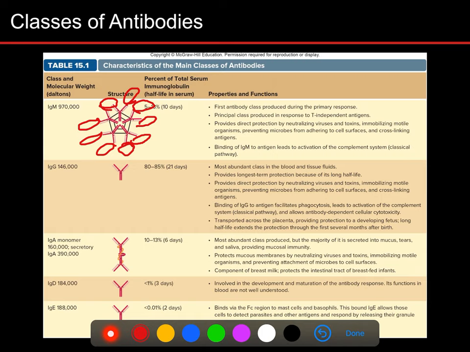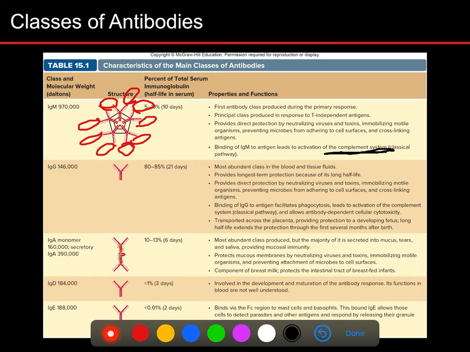That isn't to say that it doesn't do anything else, but binding lots of things is what it does best. Cross-linking, immobilization, neutralization, these are the things that it does best. It also is a potent activator of the complement system.